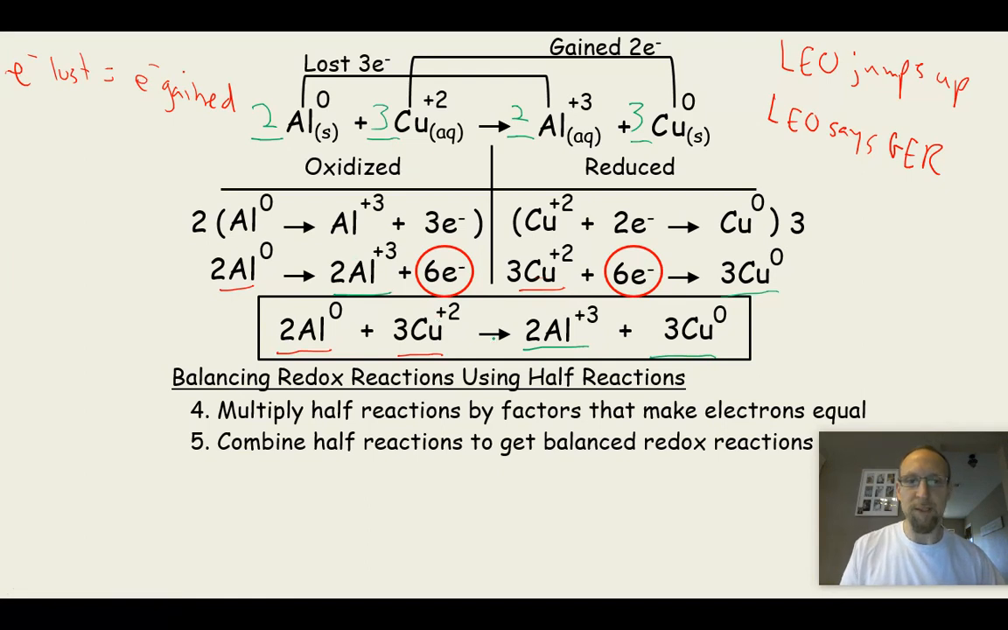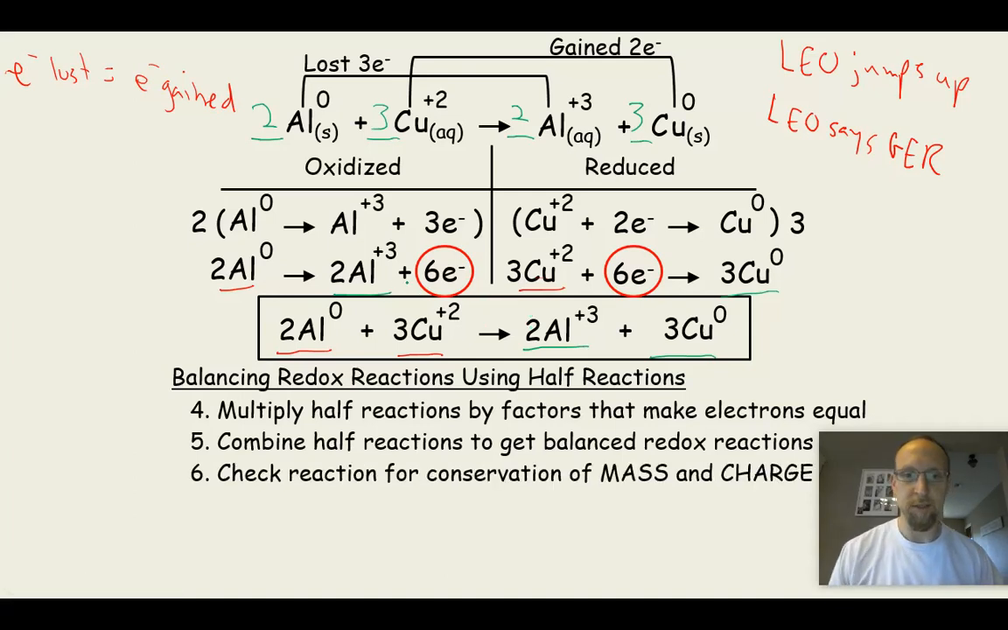We balanced it. What is the point of balancing it? To show that mass and charge are conserved. So that's step 6, just to check for conservation of mass and charge. So how do we do that? Well, 6 electrons lost and 6 electrons gained. So charge is conserved. We're good.